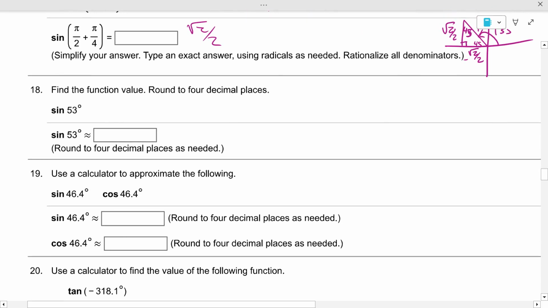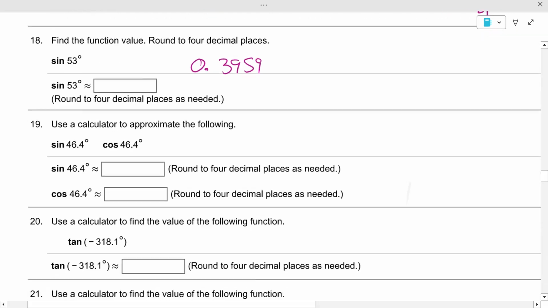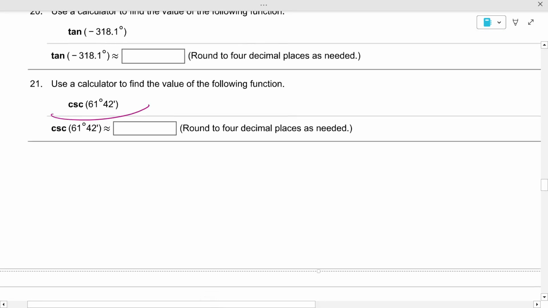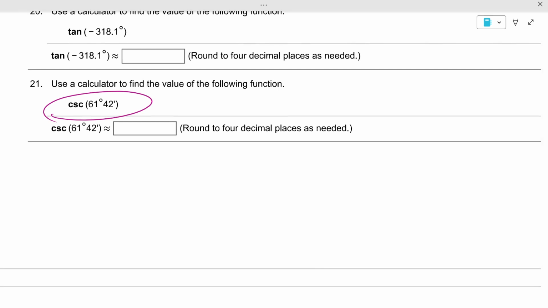Once you get to this point, life becomes easy, because you just punch them into your calculator. Sine of 53 degrees, round to 4 decimal places, is what? 0.7986. Can we all do that? Okay, that's easy. But what about when you get to cosecant? Cosecant is the reciprocal of what function? Sine. So you take 1 divided by the sine of 61 point something degrees.